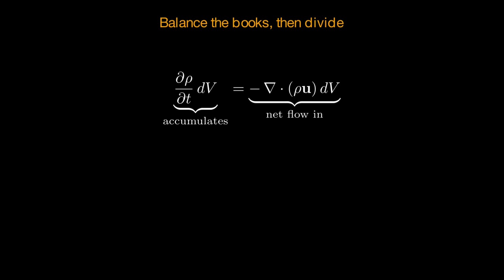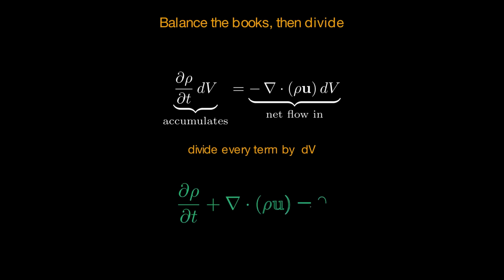The mass accumulating inside equals the net mass flowing in, which is minus the net flowing out. So the time derivative of rho times dV equals minus the divergence of rho u times dV. Look at both sides. Every term carries the same factor of dV. Divided out, what remains is the time derivative of rho plus the divergence of rho times velocity equals 0. That is the continuity equation, built entirely from a box and bookkeeping.